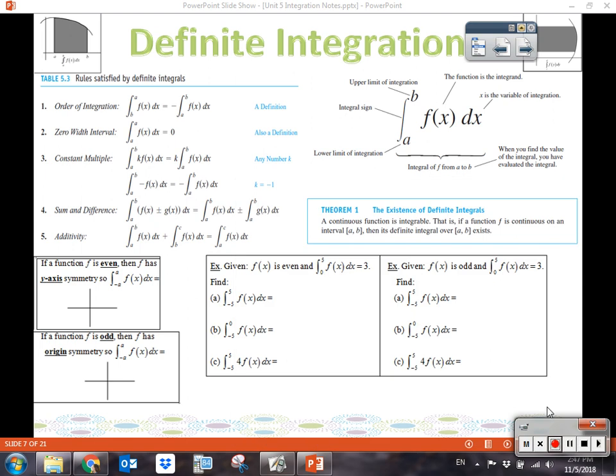All right, let's take a look at our lesson for today. Today we're going to talk about definite integration. Up until now we have been talking about indefinite integration. So let's look at the differences.